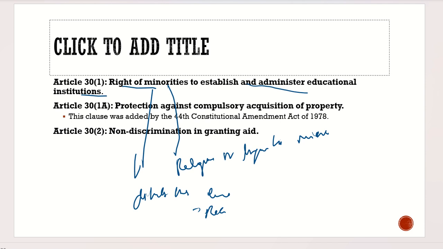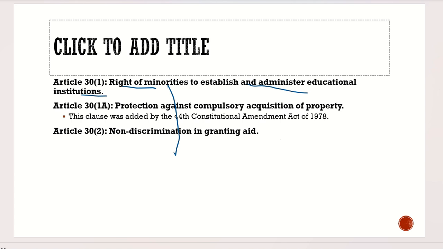So what are the benefits which they get? What are the protections which they get after establishing such institutes? Let's try to discuss them one by one. What kind of protections do they get after establishing such institutions? Let's try to understand that. First, we know that when there is an institute, whether maintained by the government or aided by the government, they have to follow certain rules.